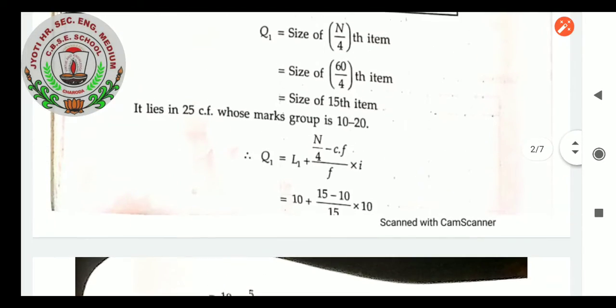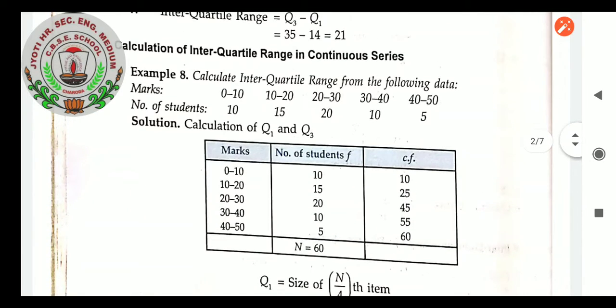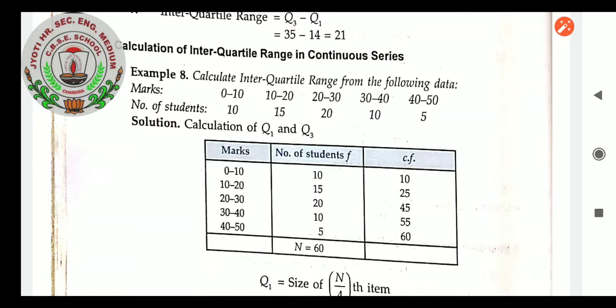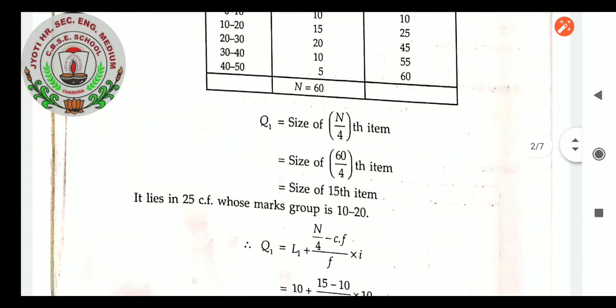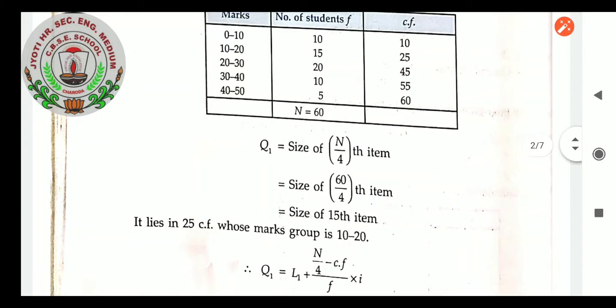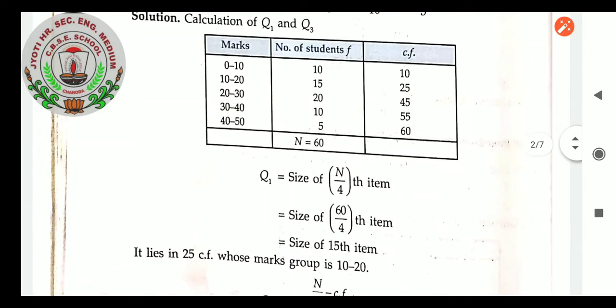So this is the way. Please take a screenshot of the question, how it has been solved, and do it in the copy. So, interquartile range from the following data. First of all, tabular data will be there. In that you calculate CF, and after that you take Q1 and Q3 by the two formulas. Q1 is the size of n by 4 item, and after calculating the Q1 size we proceed with the formula for class interval series, L1 plus n by 4 minus CF upon F into I. Here CF will be the preceding class. Don't forget that. The same class CF we are taking for Q1. So here we take CF equals 25 as the preceding. Okay, so let us see the formula.